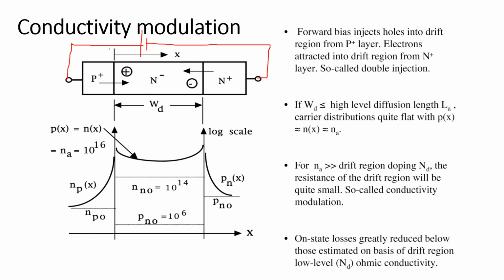Because of the forward biasing, some holes will be injected from the p-type region to the n- type region, because this is a p-n junction here, so holes will move from p to n. So some holes will be injected from p plus region to n- region. Let us say that this number of holes is delta p.